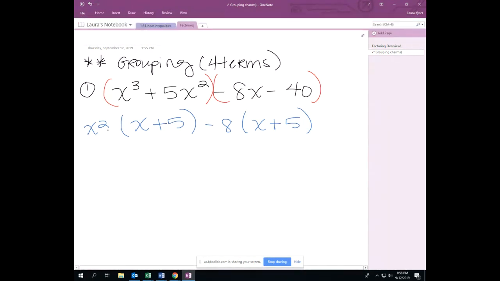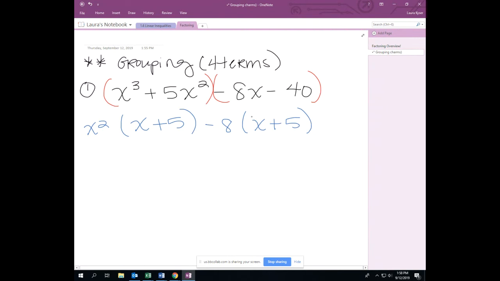Now, once you have the GCFs factored out and you notice that your parentheses match, which is what they are supposed to do, you know that you're in good shape to continue your grouping. If they are not even close to matching, it's probably because the polynomial is not factorable. Polynomials that are not factorable are called prime polynomials. This, however, is factorable. The parentheses match.